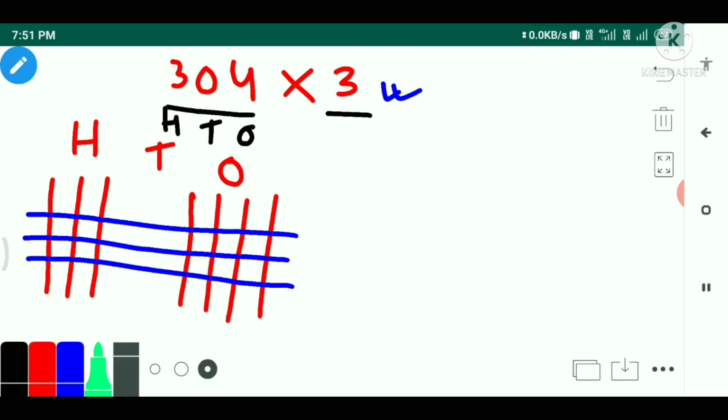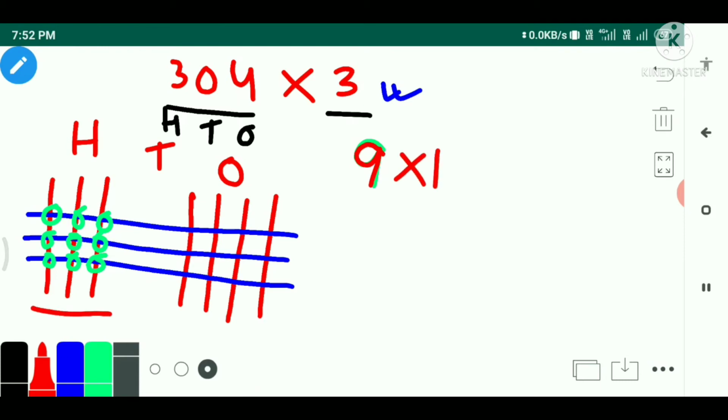Now see the 100 place value. Here they intersect, right? Counting the points where the lines meet: 1, 2, 3, 4, 5, 6, 7, 8, 9. So we got 9 points where these lines intersect. Now this one is the 100 place, so 9 into 100 is 900.